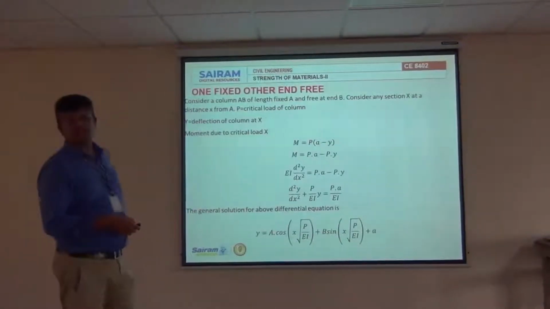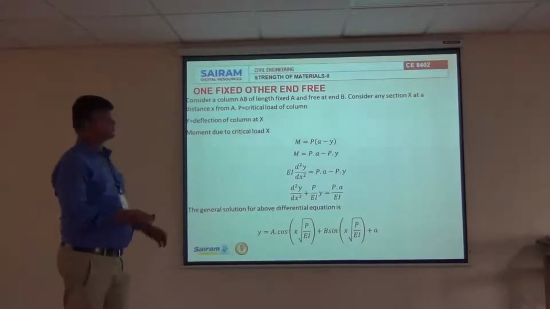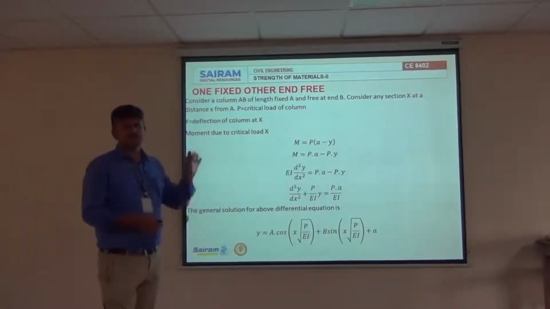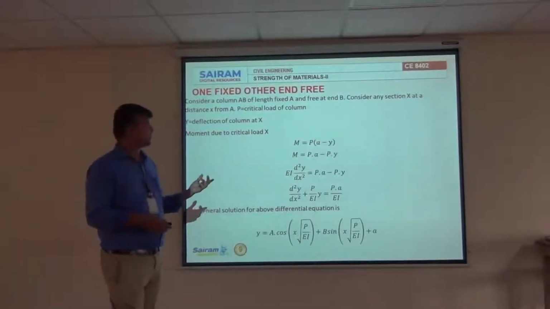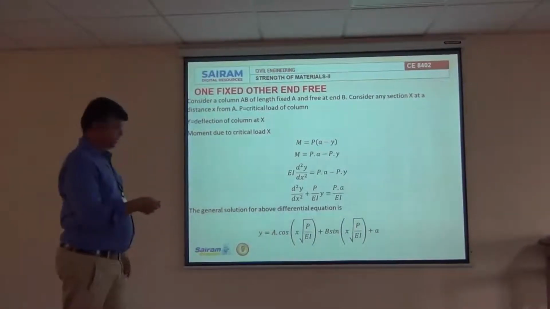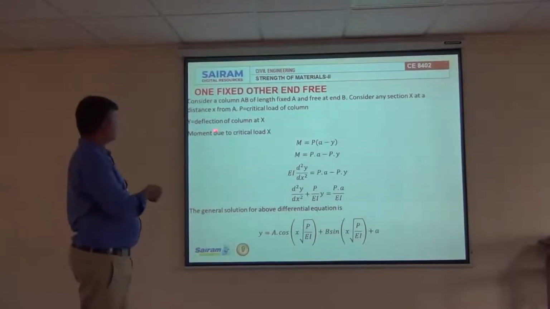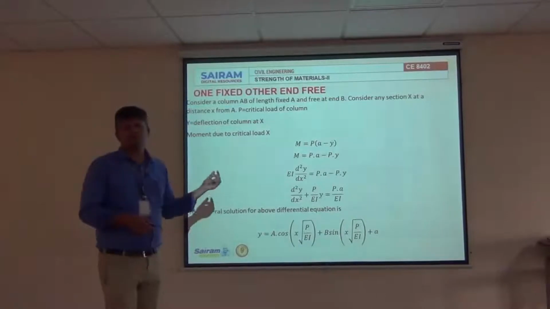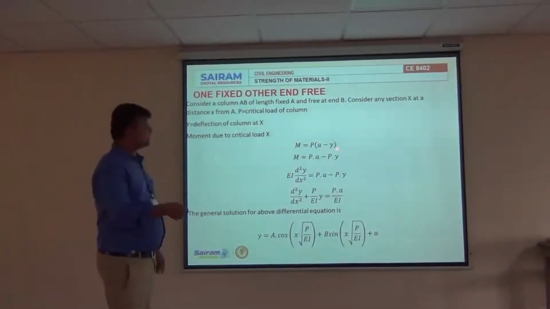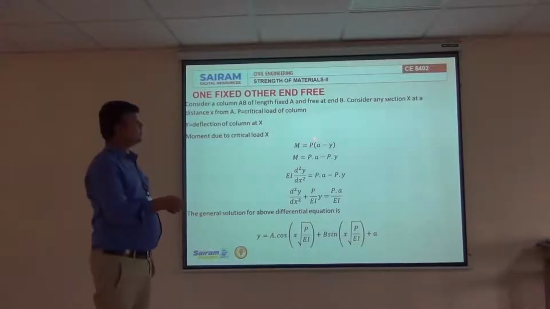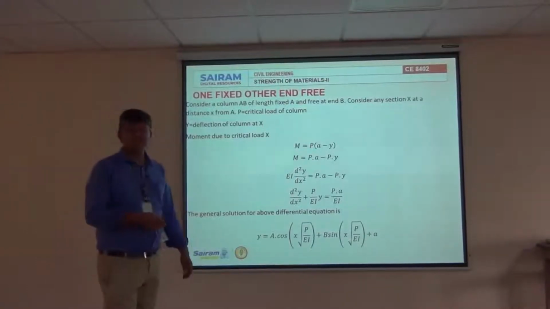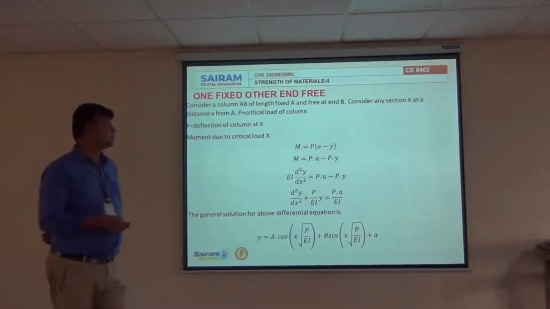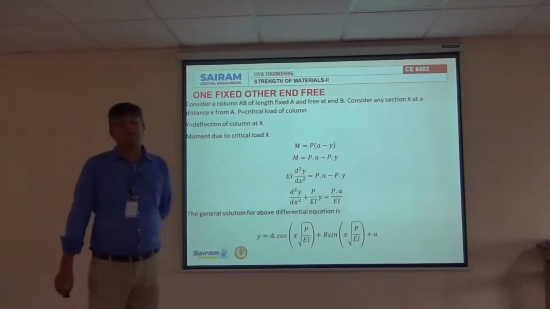So next, one end fixed and other end free. In this condition, the same procedure we are going to follow. The only difference is the other end, the support B, will be a free end. So the equation will be changed. Previously we have taken M equal to minus P into y. Here the formula will be changing into P into a minus y. So multiplying P into the bracket, we are getting M equal to Pa minus Py.